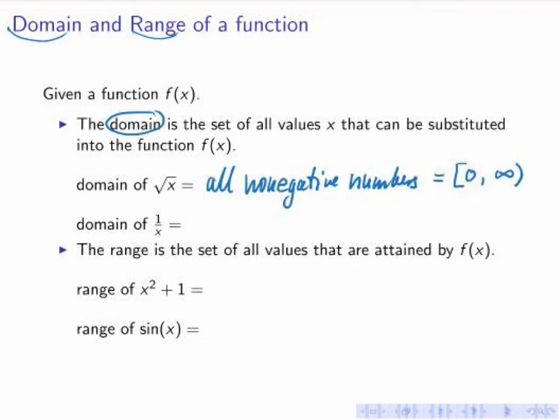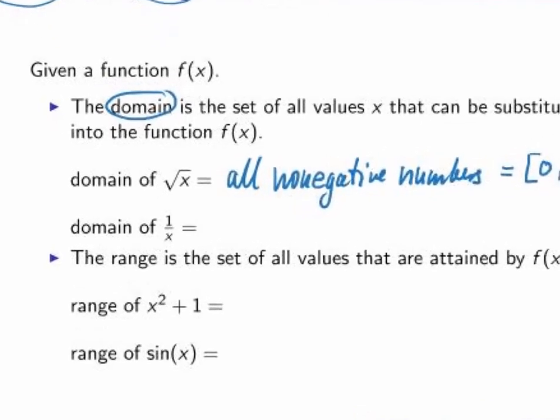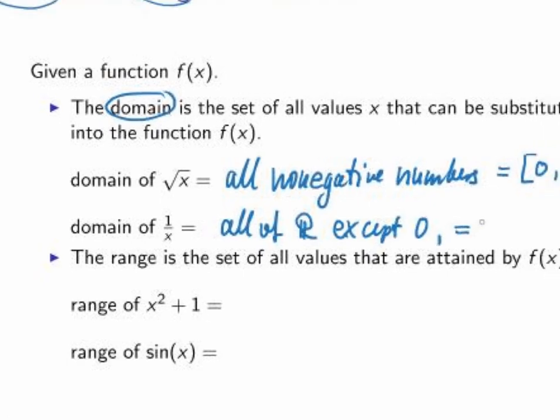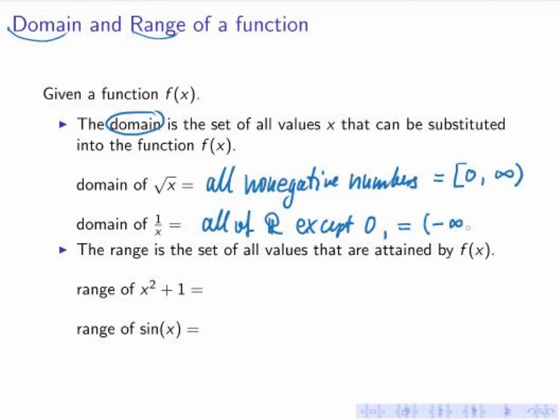The domain of 1 over x, well, we know we cannot divide by 0, but we can divide by any other number, positive or negative. So this means all of R except 0, or in mathematical terms, we can write this as the interval from minus infinity to 0, and then the union from 0 to infinity. And here we use the round brackets to indicate that 0 is actually not included.